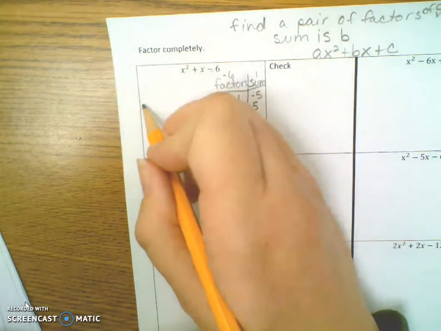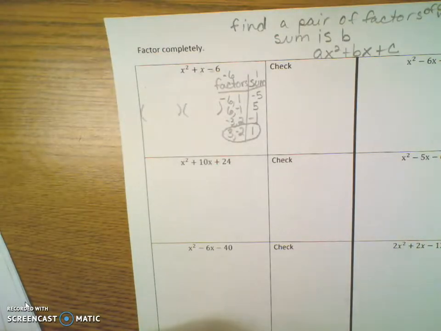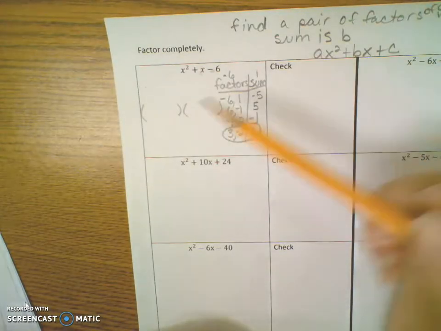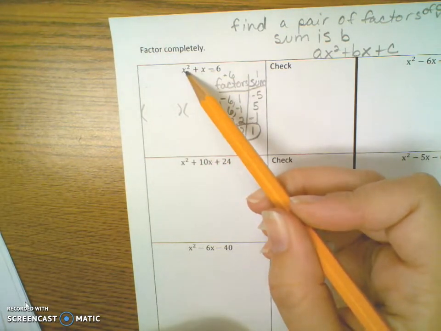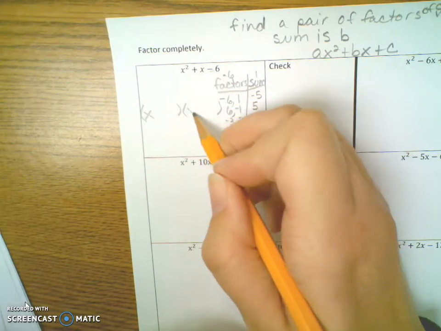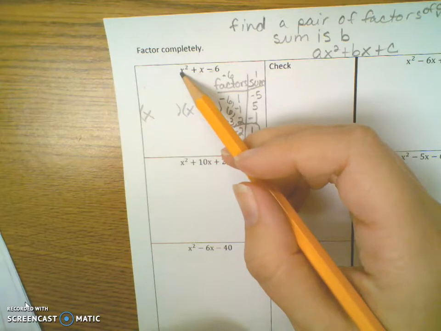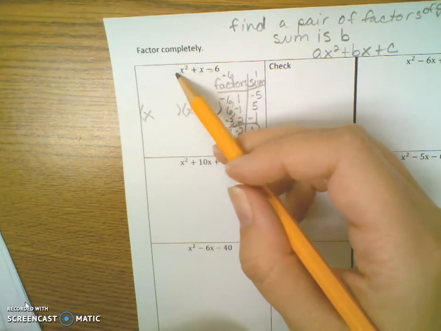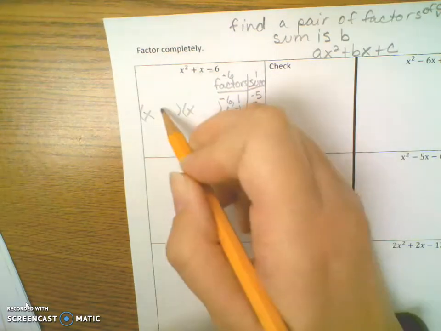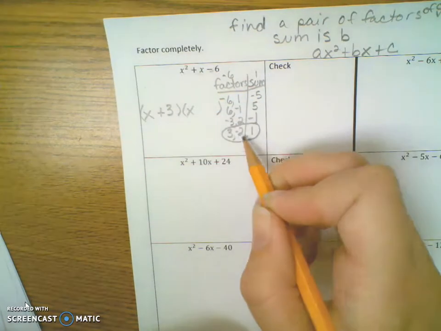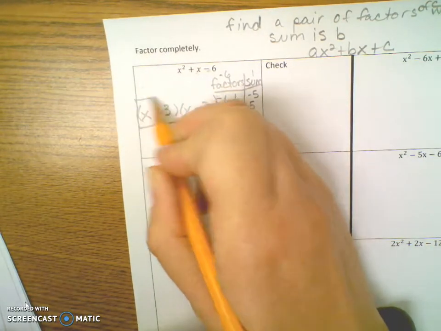Your second step is to make yourself a pair of parentheses. So I make myself a pair of parentheses, and then I'm just going to fill in the blanks. Now, my first terms are easy, because what times what equals x squared? X times x equals x squared. So that's easy if you just have an x, if you don't have any coefficient at the beginning. And then we're just going to put these numbers in. So this is +3, so it'll be +3. And this is -2, so it'll be -2. And that's your answer right there.